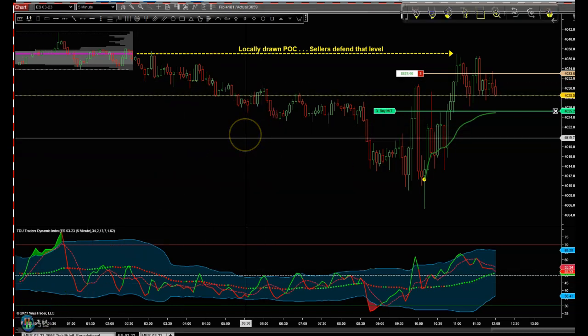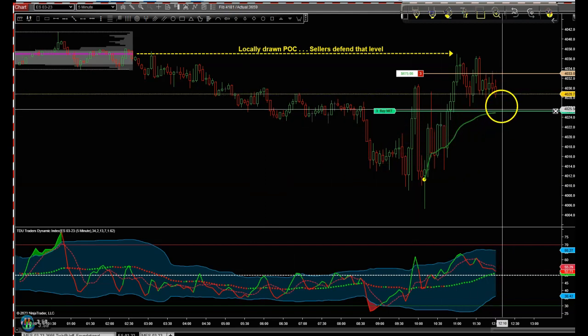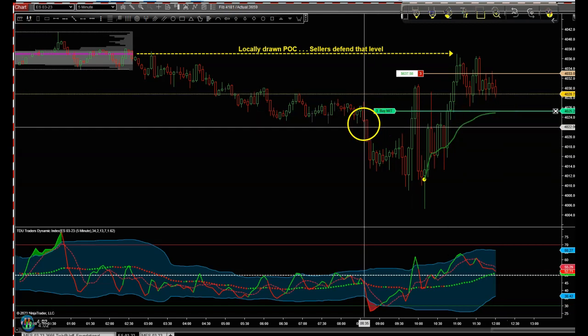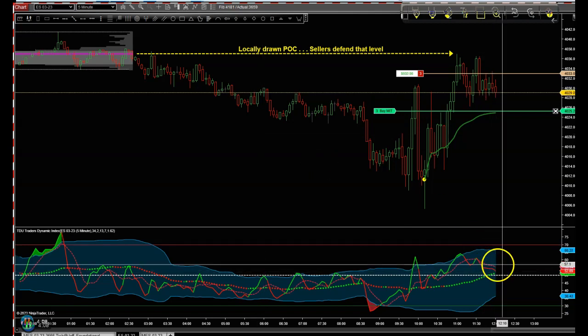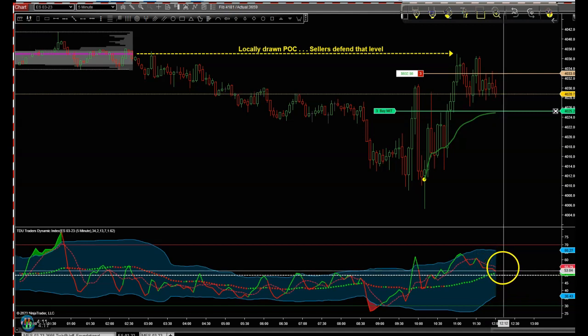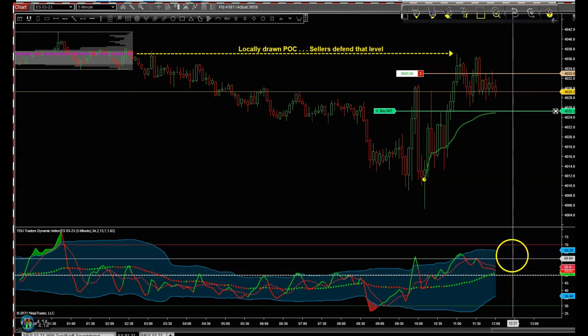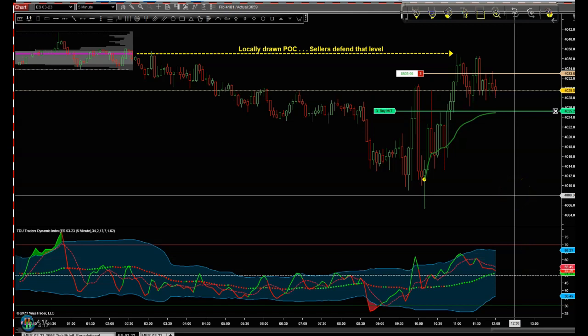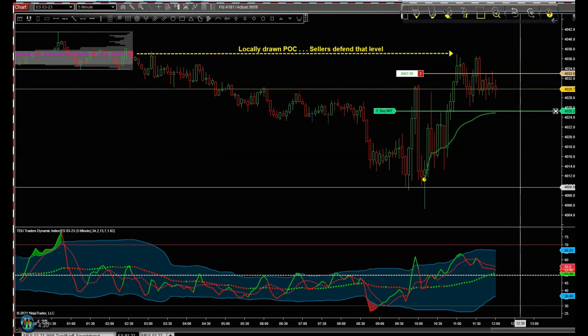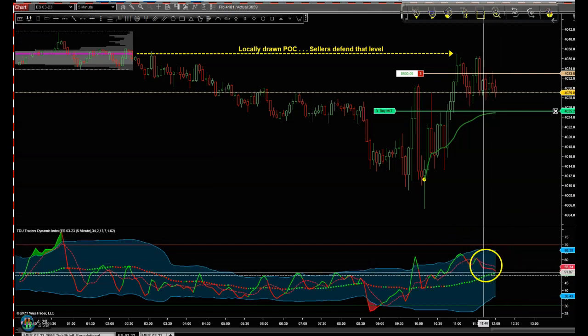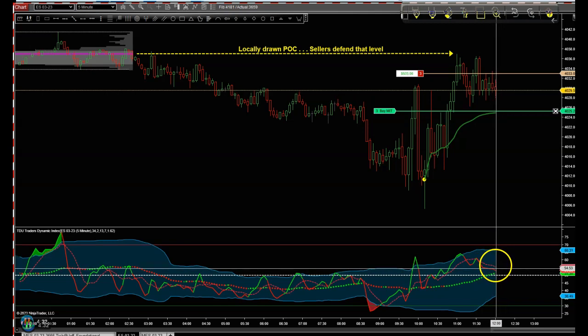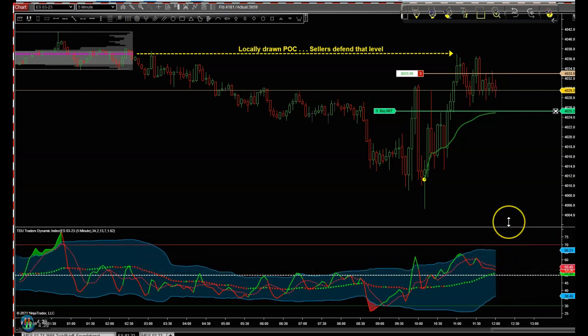Okay, it's 11:58. Let's see if we get a push down here. Look at our TDI price line coming down here to this 50. Let's see if it comes down here and bounces off. Now remember, I changed this to on tick rather than on bar close. I just like to see the live rendition of the indicator.